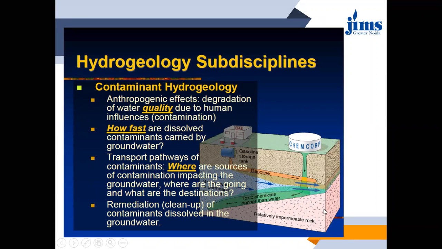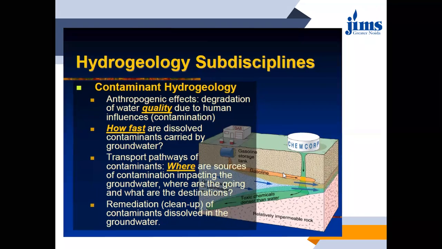In this particular diagram, you can see a very clear outline of how contamination takes place due to industrial causes. This shows the depiction of industrial causes.